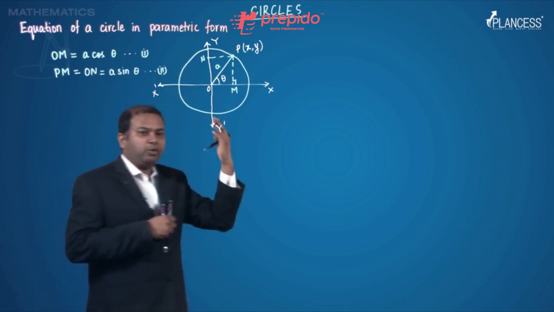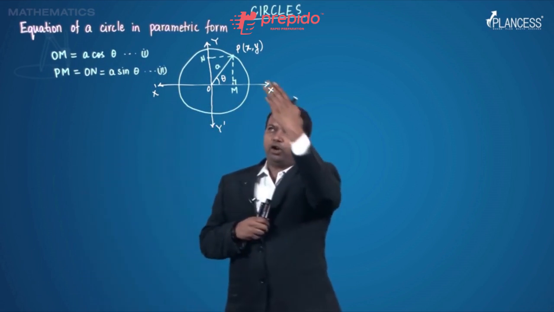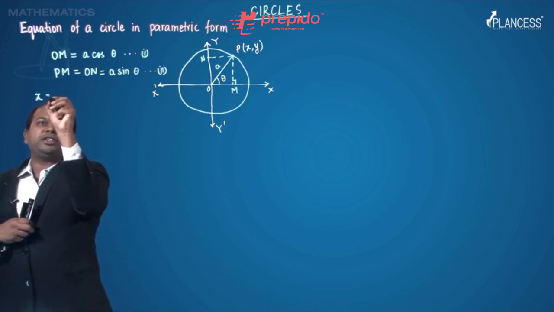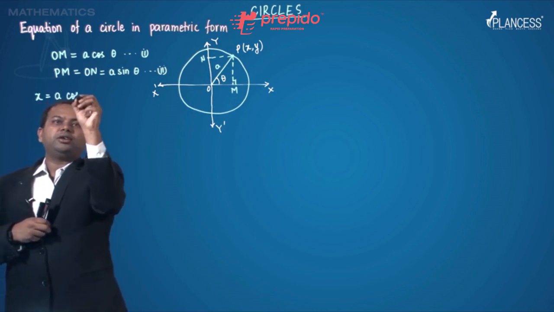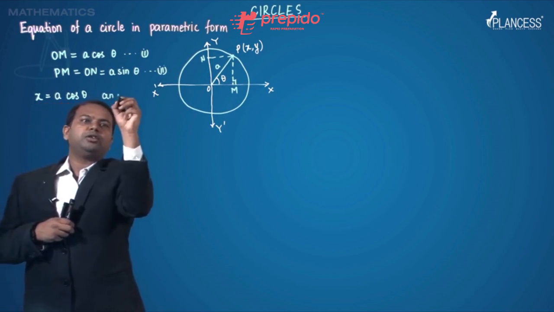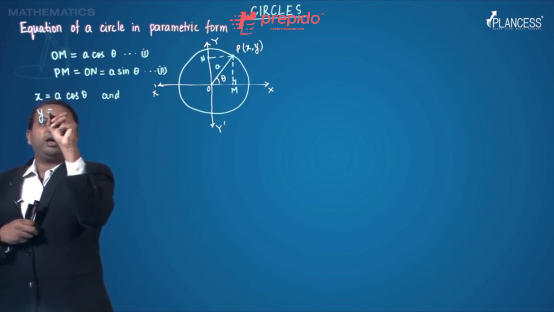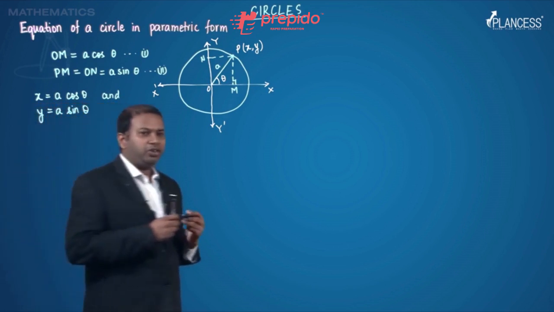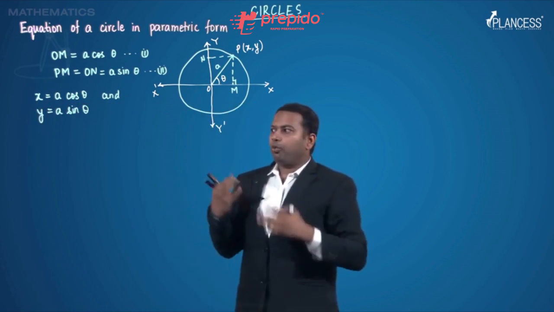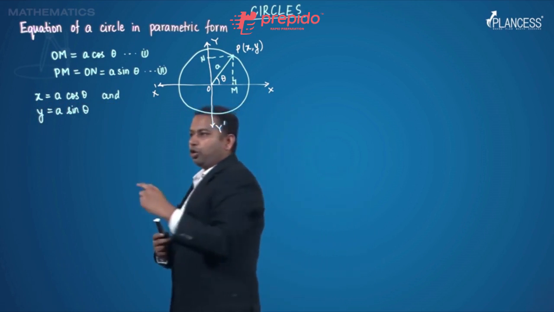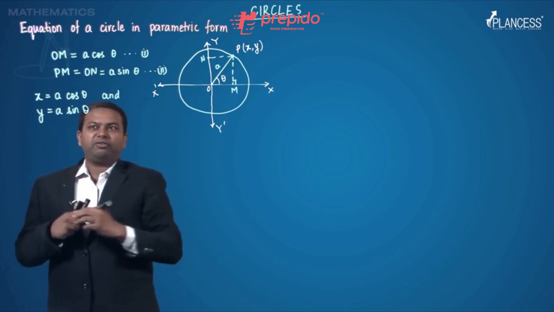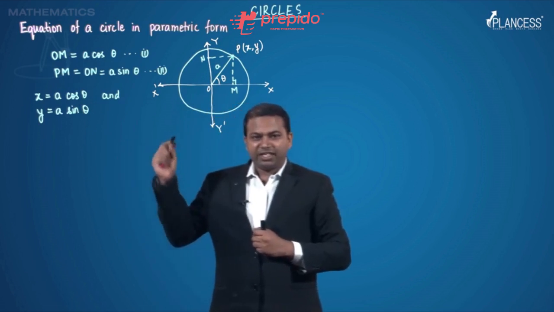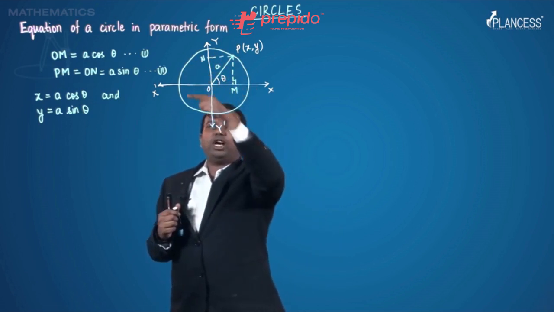Now, if x and y represent any general point on this circle, we can easily equate x to a cos theta and y to a sin theta. So, this is the parametric form of a circle. The question is, why do we call it a parametric form? We call this a parametric form because here we have introduced a parameter theta. As theta changes, we get all the points along the circle.